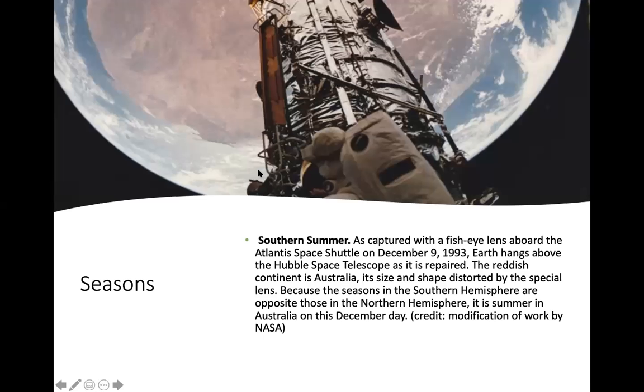Right. Now the first thing is, I'm starting with the seasons. This picture that you are seeing here was captured with a fisheye lens from the Atlantis Space Shuttle on December 9, 1993. It is like Earth hangs above the Hubble telescope as it is repaired. The continent that you are seeing on the Earth is actually Australia, and because of the features of the lens, the size is a bit distorted. This picture is actually not that important for you.